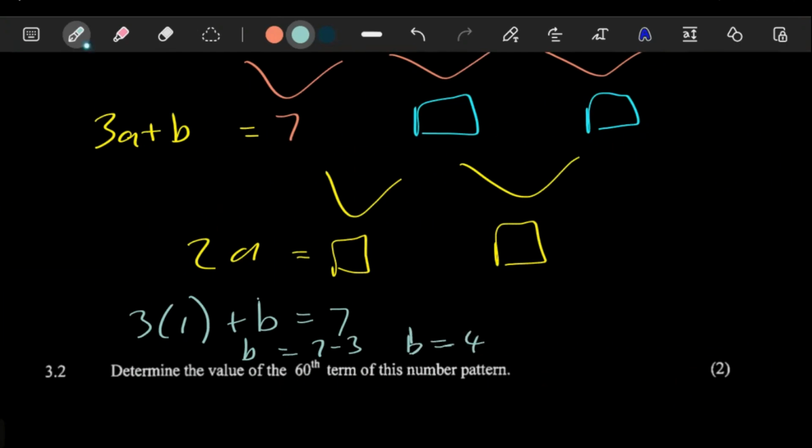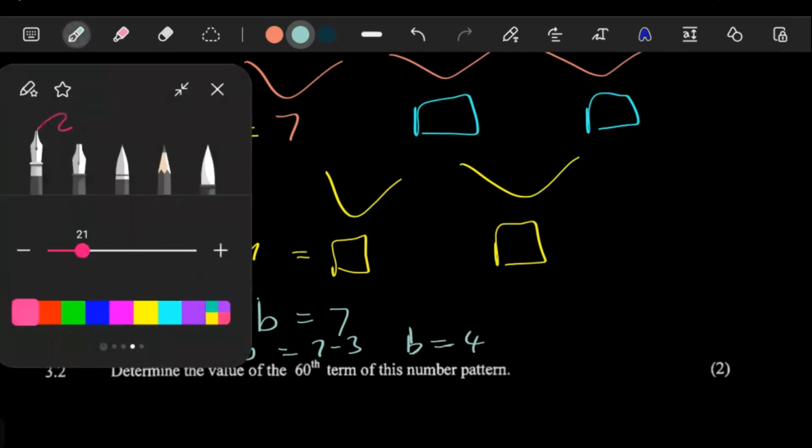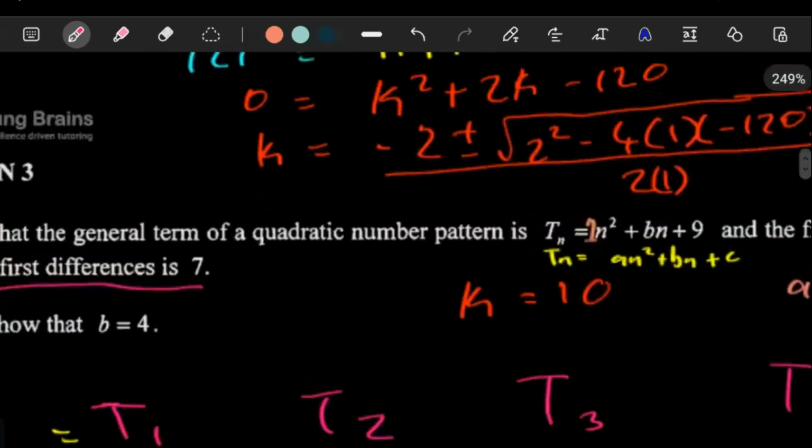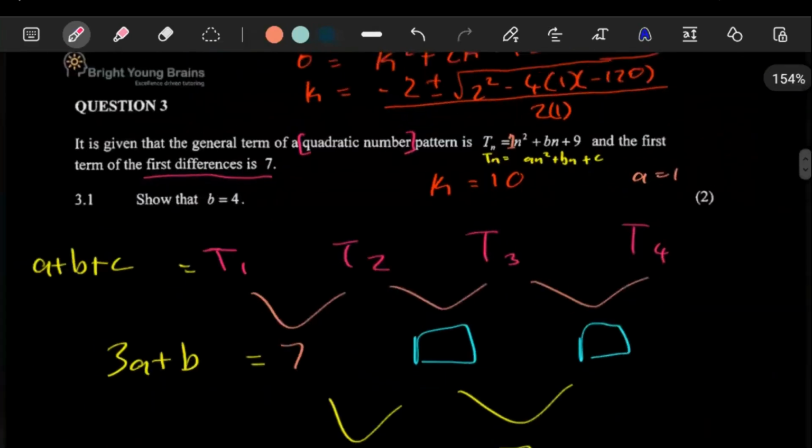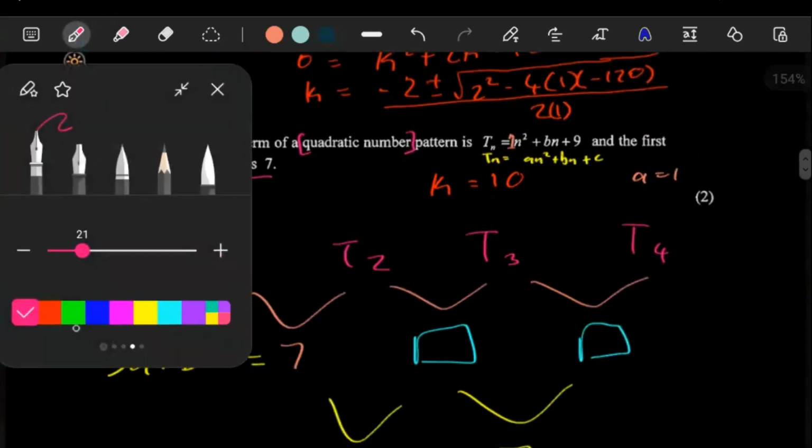Now, the way you will be able to think about what we have just done here is just know the basics of a quadratic number pattern. Just use that. Anytime you're given a quadratic number pattern, it's easier to just lay out the structure and then take it from there.